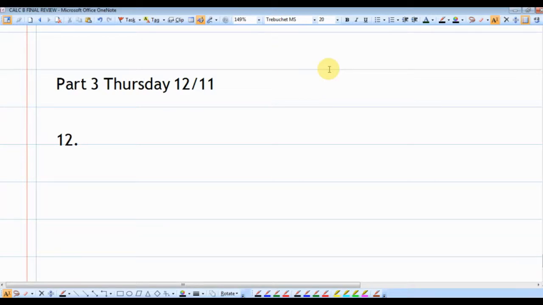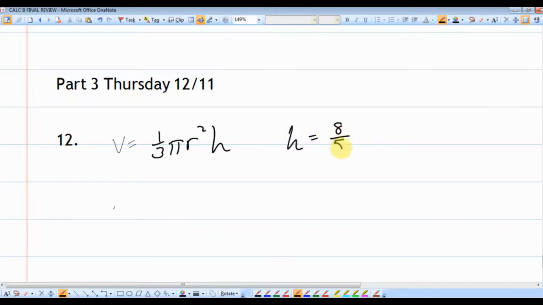Again, the volume is given by this formula: volume is equal to 1/3 pi r squared h, and then I'm told that the height is 8/5 of the radius. That means I can reduce that volume formula down to this.